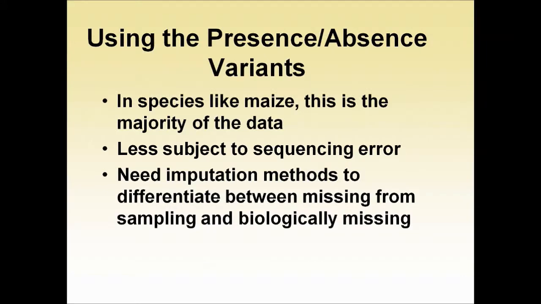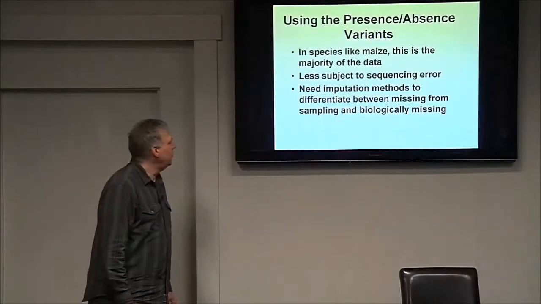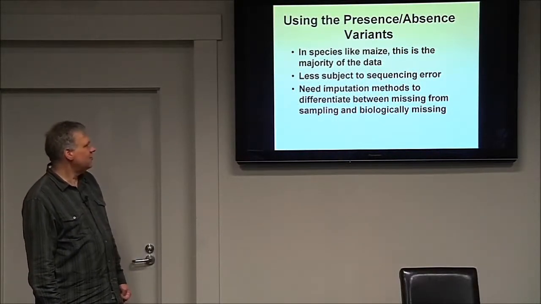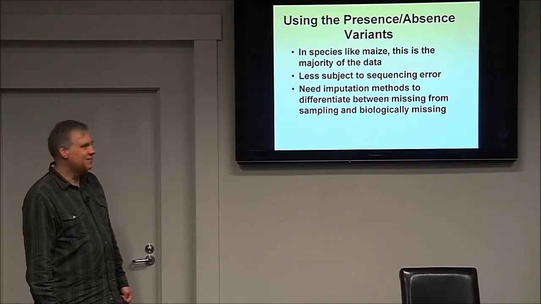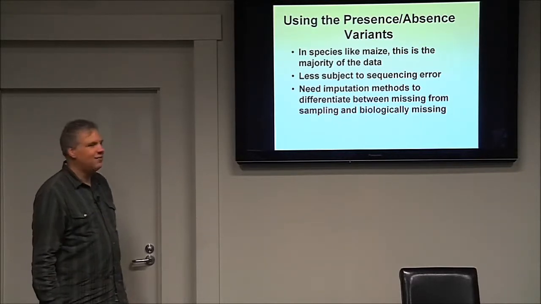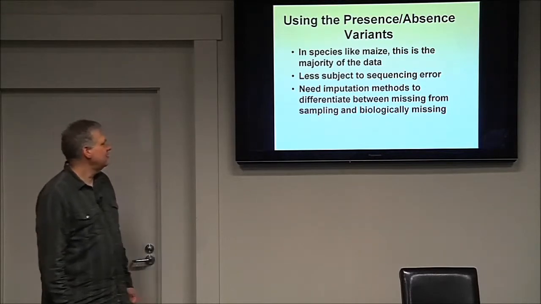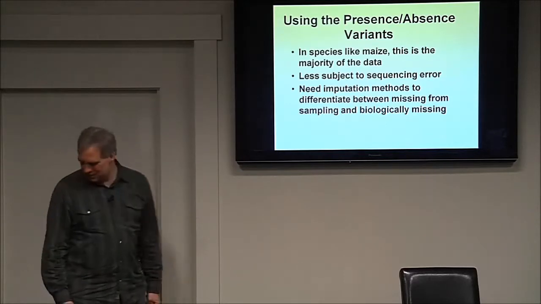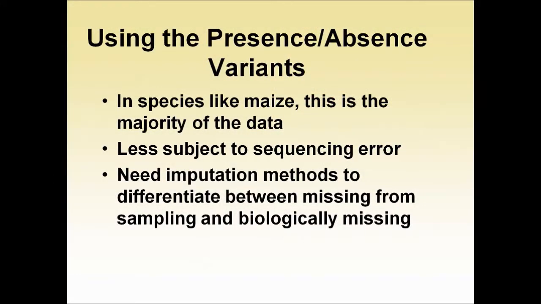Okay. So here I'm going to talk a bit about presence-absence tags. So in maize, this is the majority of the data. If you're working at the whole tag level and you're working with the more common tags, they have fewer sequencing errors in them. But we need our imputation methods to differentiate between true missing, which is biologically missing, the piece of DNA is not actually there in that individual, versus statistical missing, just a low coverage. It's there, but we didn't see it because we didn't sample it.